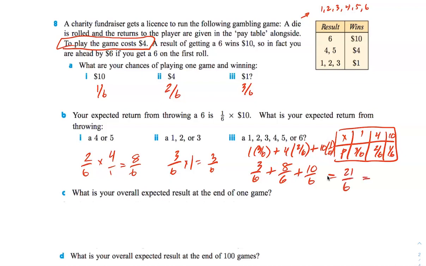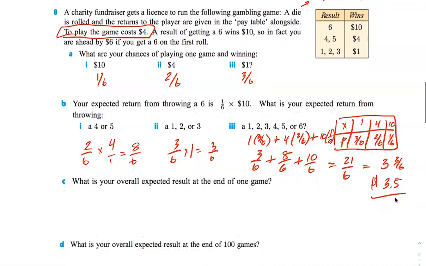So about $3.50. So the expected value is about 3.5. What's your overall expected result at the end of one game? Well, it cost me $4 to play, and on average I'm getting about $3.50 back. So I expect to get $3.50, and I pay $4. So every game I'm getting an average of minus 50 cents, or minus $0.50. Not the best, not great, Bob.